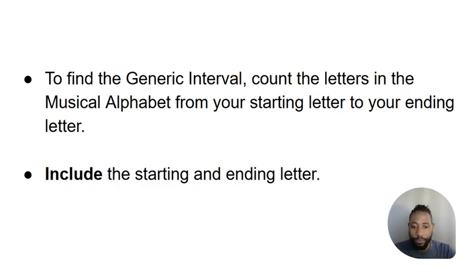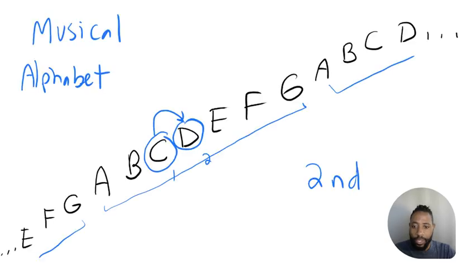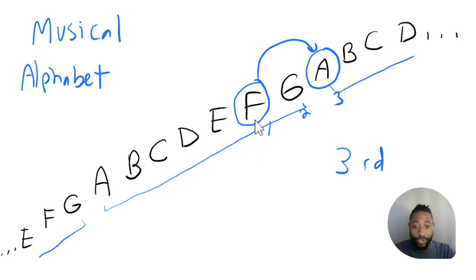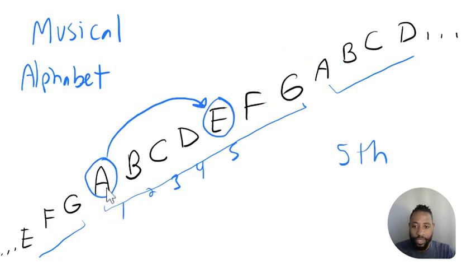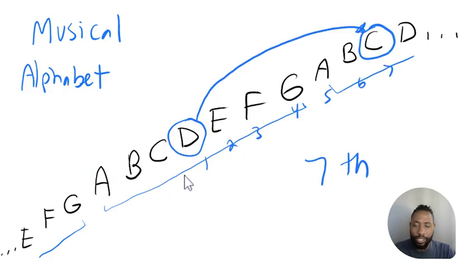So for example, the interval of a second, C to D would be an example of a second, 1, 2. Here's an example of a third, F to A, 1, 2, 3 letters. Here's an example of a fifth, say A to E, 1, 2, 3, 4, 5 letters. So A to E would be a fifth. And the other example I gave was a seventh, 3, 4, 5, 6, 7. So D to C would be a seventh.